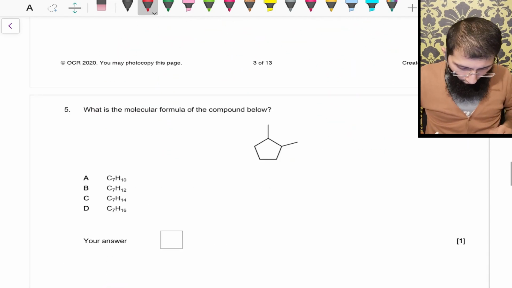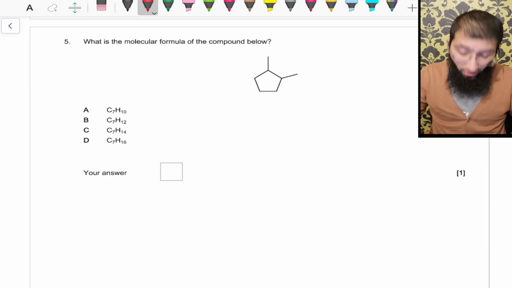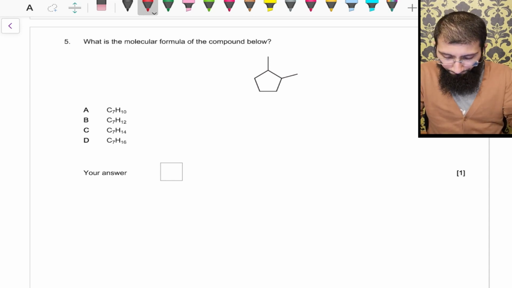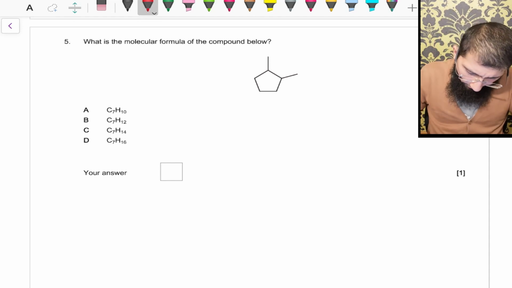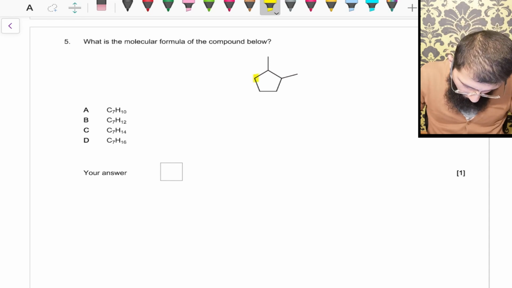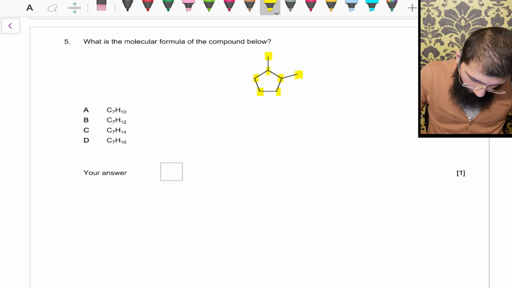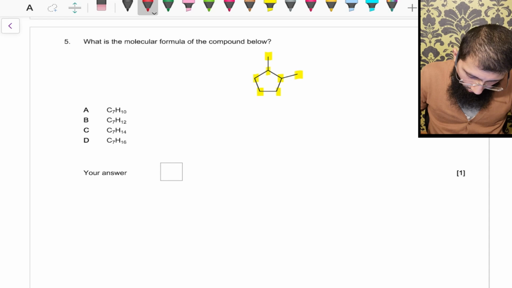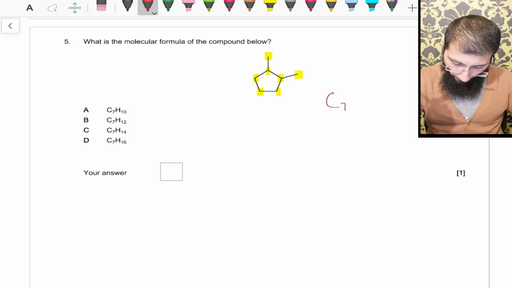Okay, moving on. Question number 5. What is the molecular formula of the compound below? So we're now given a skeletal structure and we need to work out how many carbons there are, how many hydrogens there are. Okay, so I'm going to start off with identifying that each point is a carbon atom. So we've got 1, 2, 3, 4, 5, 6, 7. We've got 7 carbon atoms, so C7. Now we know that carbon must have 4 bonds.